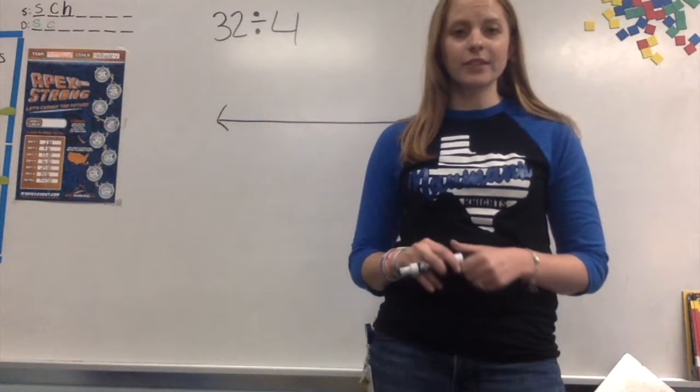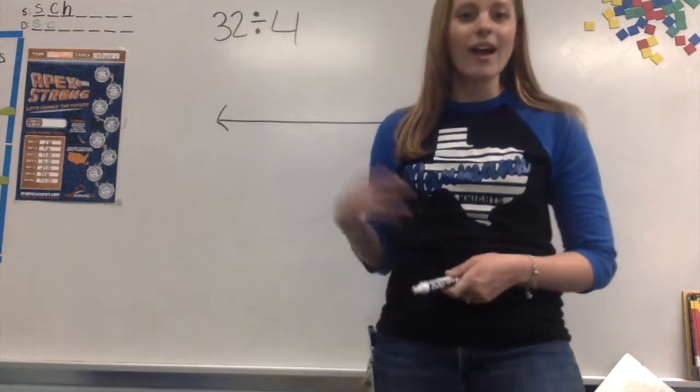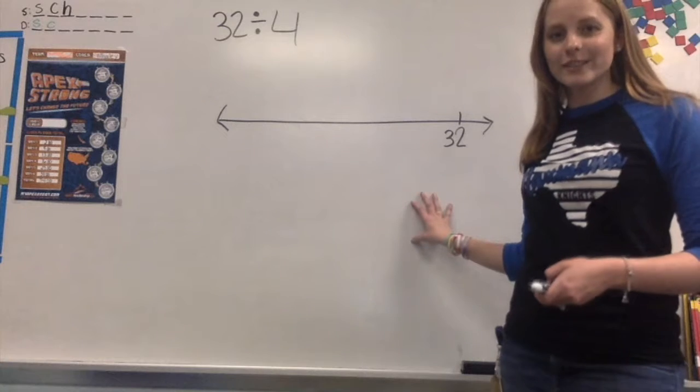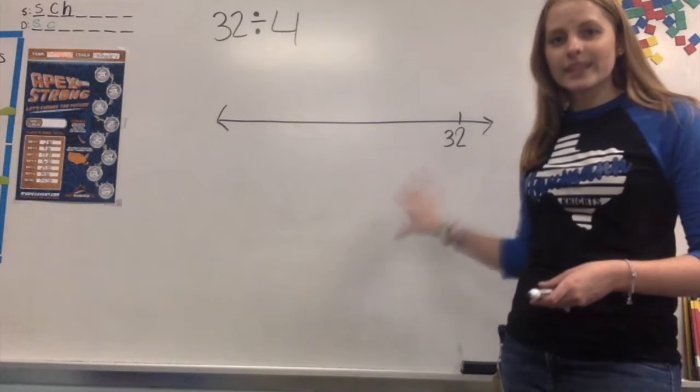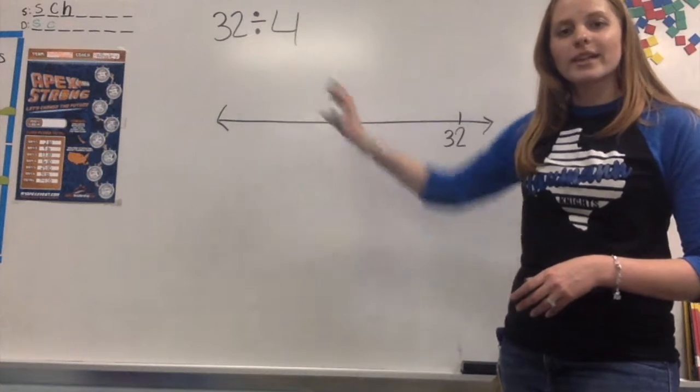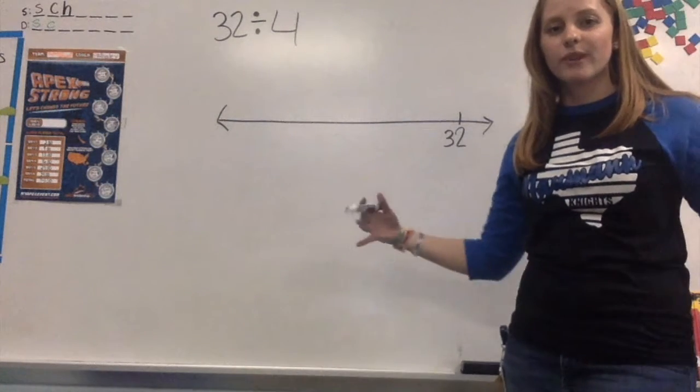Number line to solve 32 divided by 4. I've already drawn a number line and started off by putting my total, 32, on here. What I need to do now is hop back by counts of 4 until I get to 0 and I've used all of my 32.